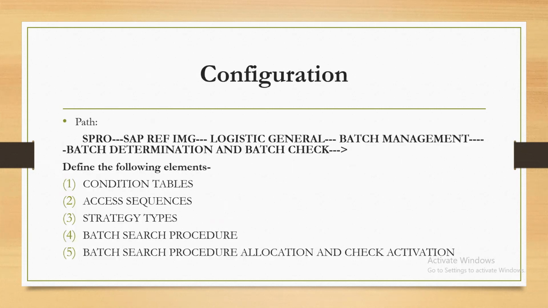So come to the configuration part. First of all, we will go to SPRO, then SAP Reference IMG, Logistics General, then Batch Management. Then we will go for Batch Determination and Batch Check. In configuration, we will define the condition tables, access sequence, strategy types, batch search procedure, batch search procedure allocation and check activation. Don't worry, if you keep patience, we will discuss everything practically.